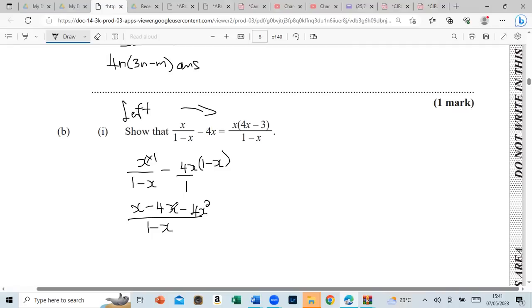This now gives us minus 3. These are the only like terms here, so we can match them up. It's going to be minus 3x, so we simplify it, minus 4x squared. Now I'm going to factor out the x, because that's what they did here. First I turn it around. So it's minus 4x, minus 3x upon 1 minus x.